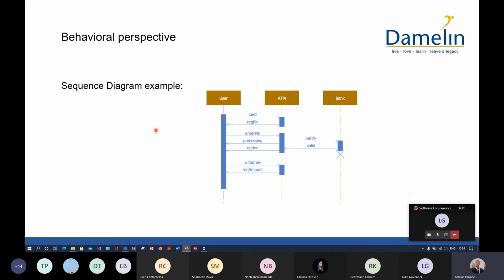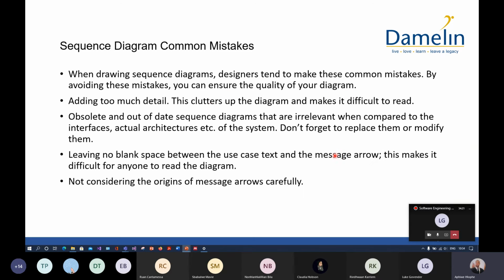You can use loop notation here so that if a particular condition is not satisfied, the system will loop back. So there are different other components that make up the SSD. Don't add too much unnecessary detail. It clusters up the diagram and makes it difficult to read.